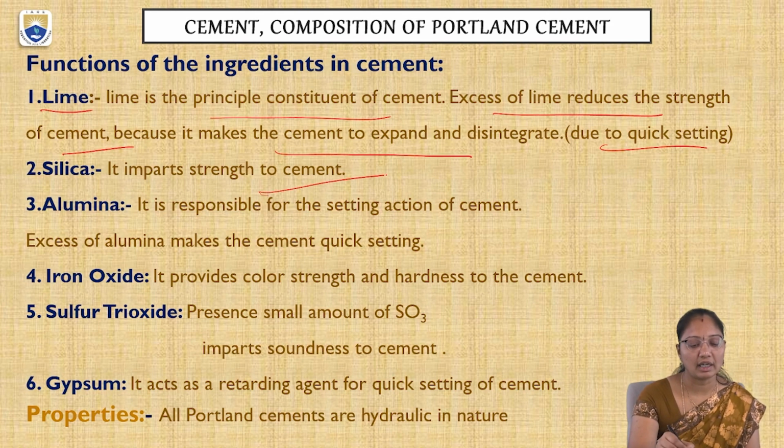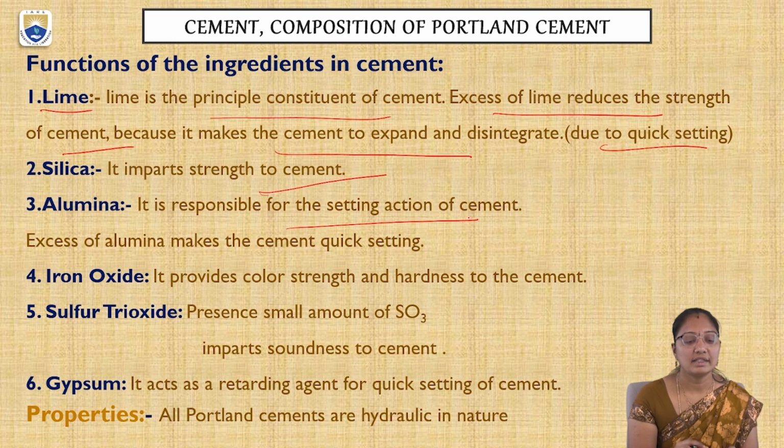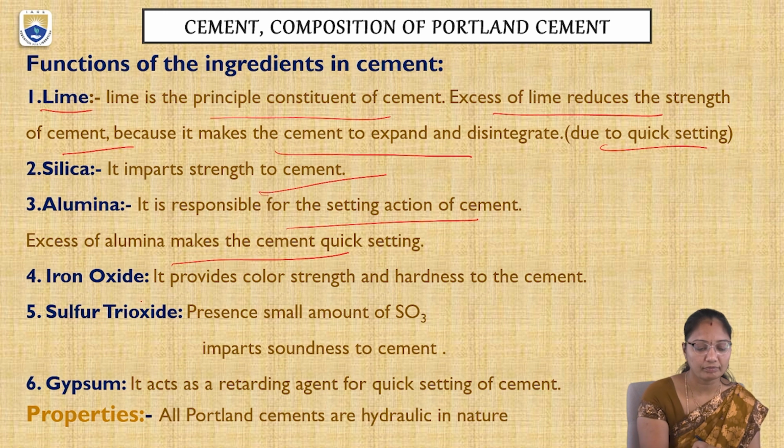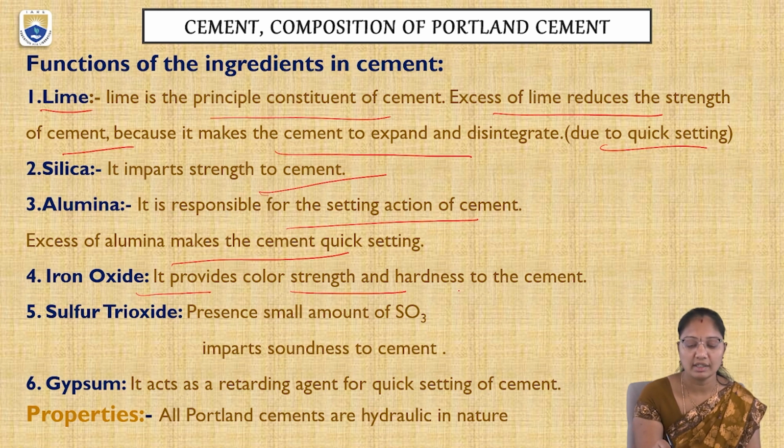Coming to the silica, it imparts strength to the cement. The next is alumina. It is responsible for the setting action of the cement. The excess of alumina makes the cement quick setting, which means it will dry and set quickly. The next one is iron oxide, FeO. It provides color, strength and hardness to the cement.